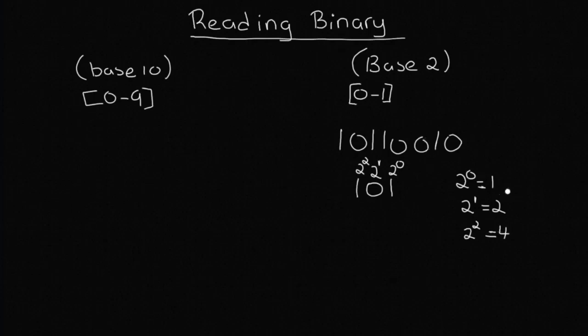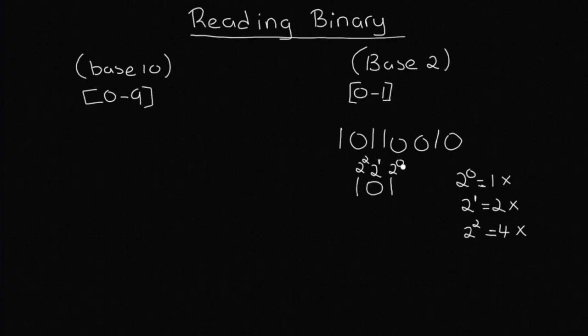Now we need to multiply them by something. So in our previous example, we multiplied them by whatever number was underneath them. So for example, if we had a number 5 here, we would multiply 1 by 5. So we'll do the exact same thing in this example. The only thing that looks a little bit strange is we're just dealing with 1s or 0s. 2 to the power of 0 multiplied by 1. So we've got 1 here, so it's going to be 1 multiplied by 1.